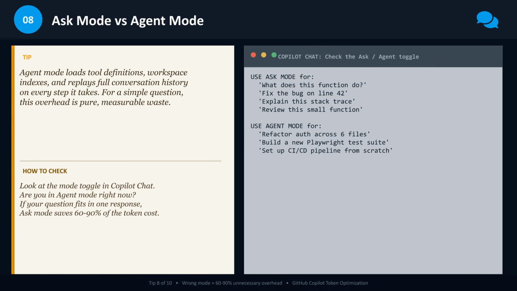Tip 8. Ask mode versus agent mode. This is a critical distinction that many developers miss entirely. Agent mode is powerful, but it comes with significant token overhead. It loads tool definitions, workspace context, and replays the full conversation on every step it takes. For a simple question like, "What does this function do?" you're potentially paying 10 times more than necessary. The rule is simple. If your question fits in a single response, use Ask mode.